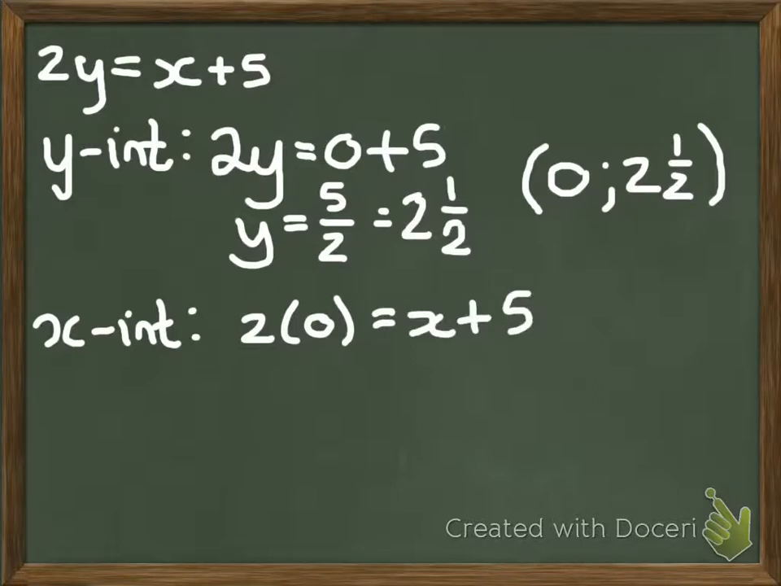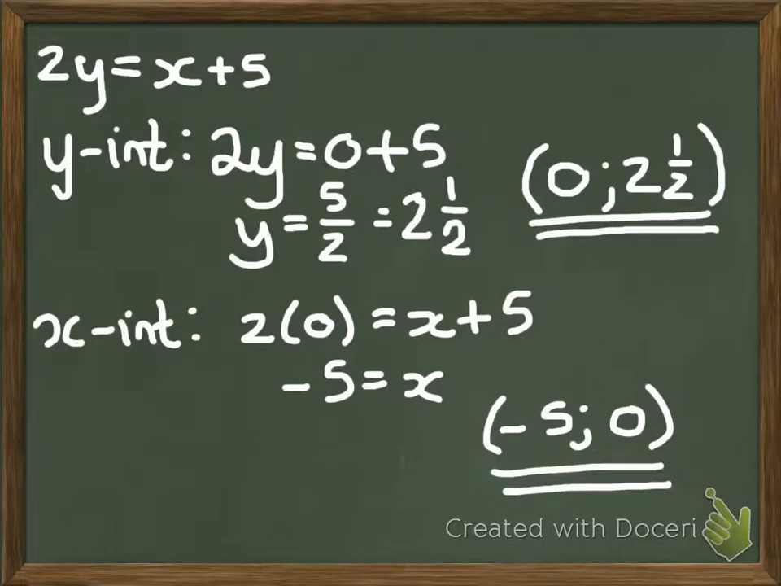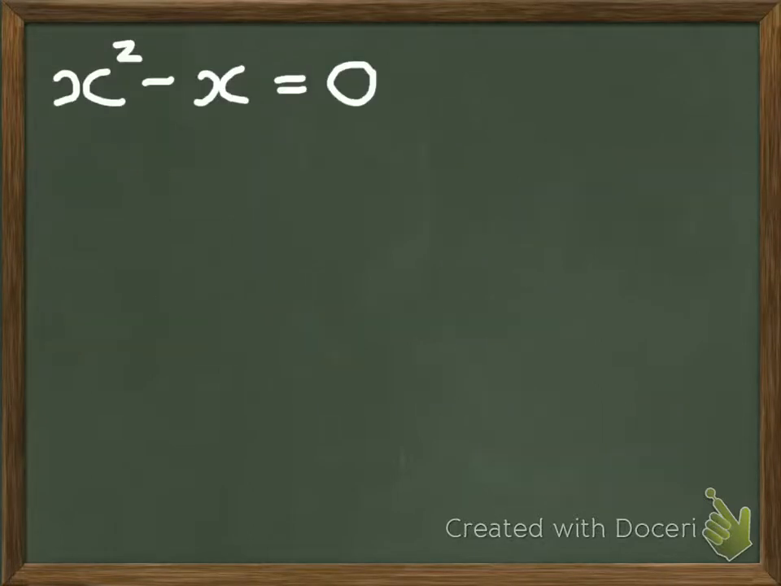And you might find it easier to bring the 5 across and say, so negative 5 equals x. Which means that x is negative 5 when y is 0. So notice again, it's a distinct y-intercept, distinct x-intercept. You would plot them and draw your line through them.